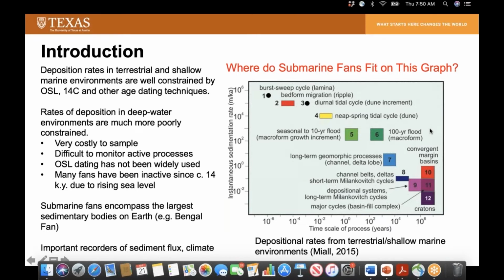But as we all know, working in deep water, submarine fans are some of the largest sedimentary bodies on the Earth. So being able to constrain rates of deposition on fans and understanding the time required to deposit fan architectural elements is important, because these fans are important recorders of sediment flux and climate through time.